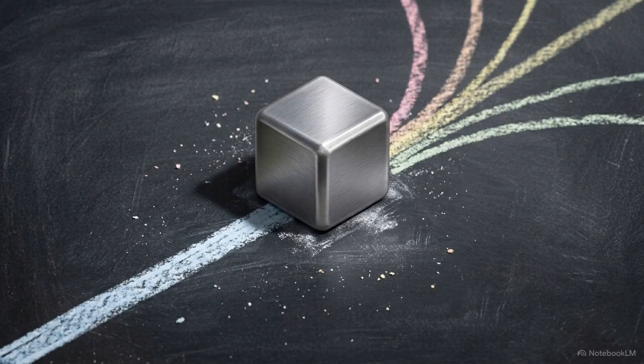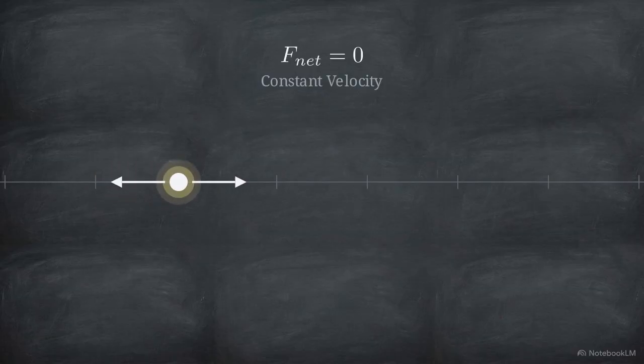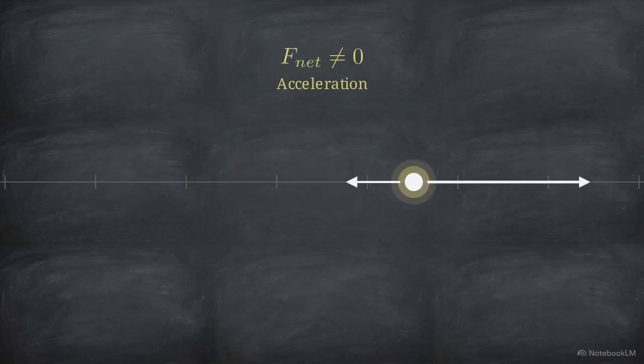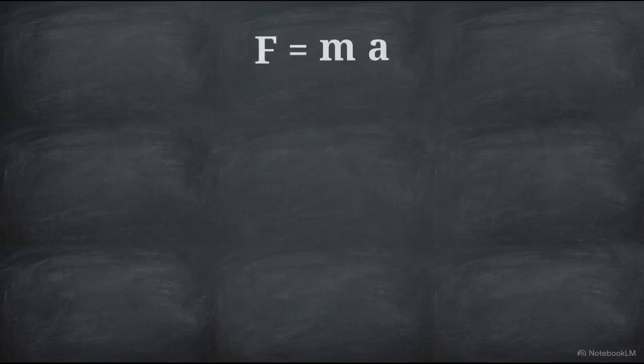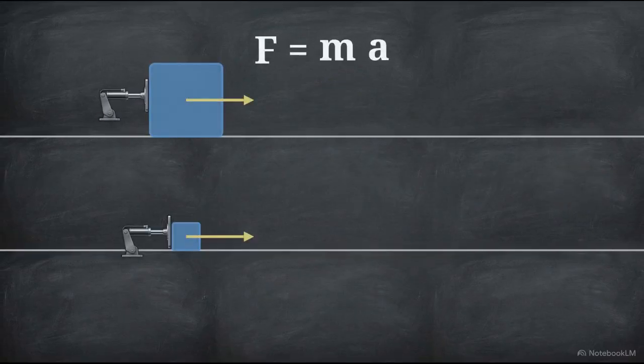Determining if the acting forces are balanced or unbalanced reveals the object's entire trajectory. If the net force is zero, the current motion continues. If the forces are lopsided, the object must accelerate in the direction of the stronger pull.